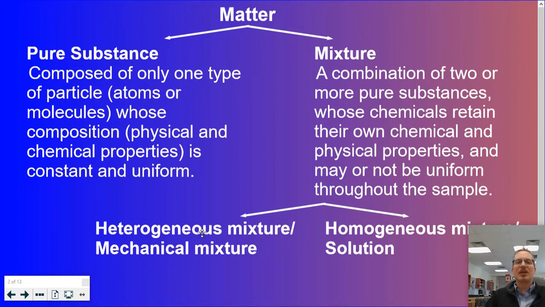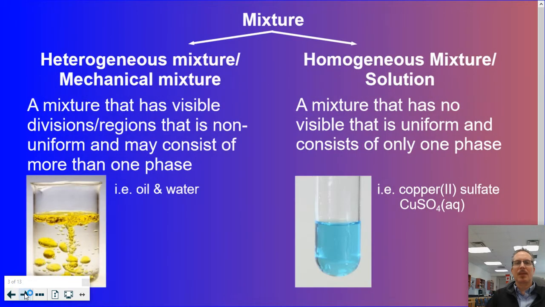To remember that these two pair together, remember the memory aid "he, me." Heterogeneous, "he" always pairs with mechanical mixtures, "me," as well as homogeneous, "ho" always pairs with solutions, "so." So he, me, ho, so. In mixtures, we have two categories.